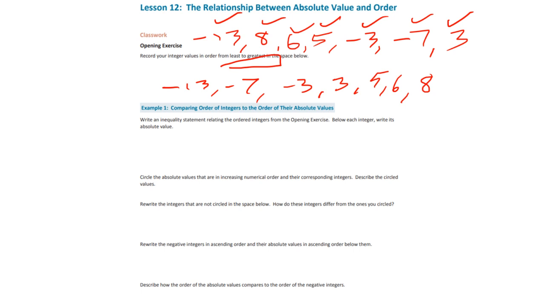So it says write an inequality statement relating the ordered integers in the opening exercise. Below each integer write its absolute value. So I'm going to go ahead and use that same order, and I'm just spacing it out a little bit so we can see, and put an inequality, right, which means Al the hungry alligator one way or the other way, right, in between them.